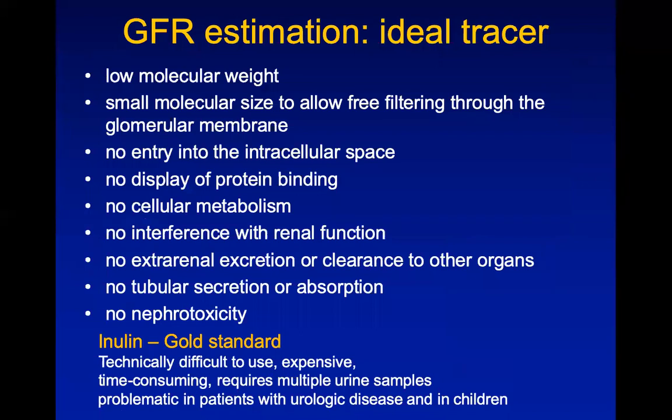So for estimation of GFR, that's the next thing that we do with nuclear medicine. The ideal tracer, there's a long list of requirements. Low molecular weight, no entry into intracellular space, no protein binding, no cellular metabolism, no interference with the renal function, no tubular secretion. It should be purely a glomerular filtered agent, which is why you need a small molecular size, and it should not be toxic. So inulin is the gold standard, but it is difficult to use, expensive and time consuming, and it requires multiple urine sampling. Really problematic in children.